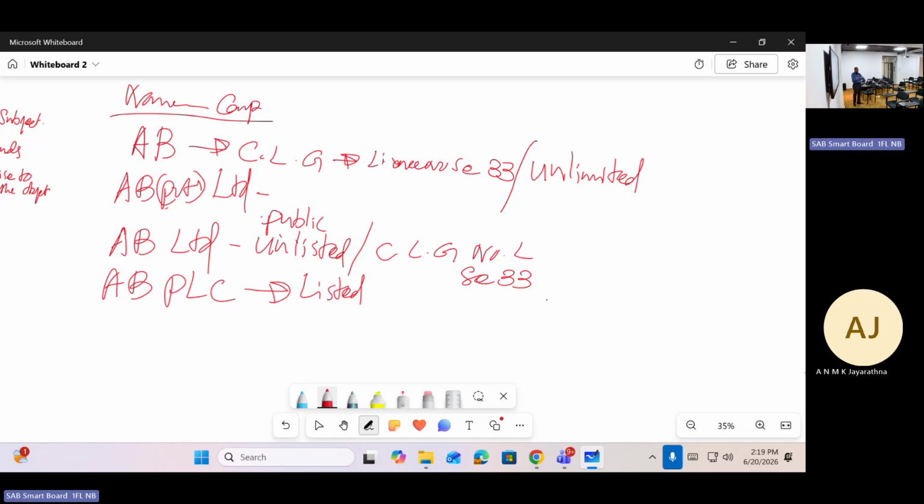Next slide, we shall say, because overseas companies are incorporated abroad, but they can do business in Sri Lanka. They are going to do a business of selling pharmaceutical products in Sri Lanka. Overseas companies are incorporated abroad.